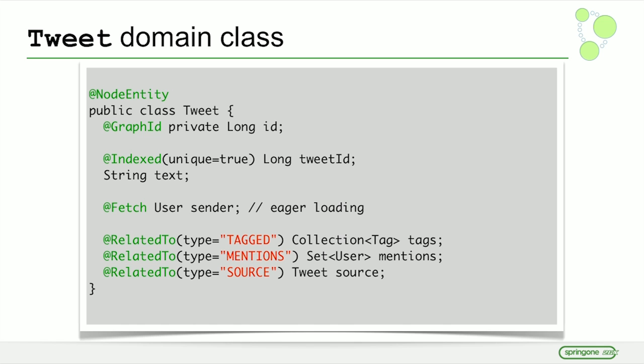I can put in fetch annotations for eager loading. So when I fetch a tweet, the user is also fetched as well. And I can have other relationships as well. So for instance, tags, mentions, tweet sources like for retweets and so on. So that's all the model I need to have a really advanced graph model on top of that.